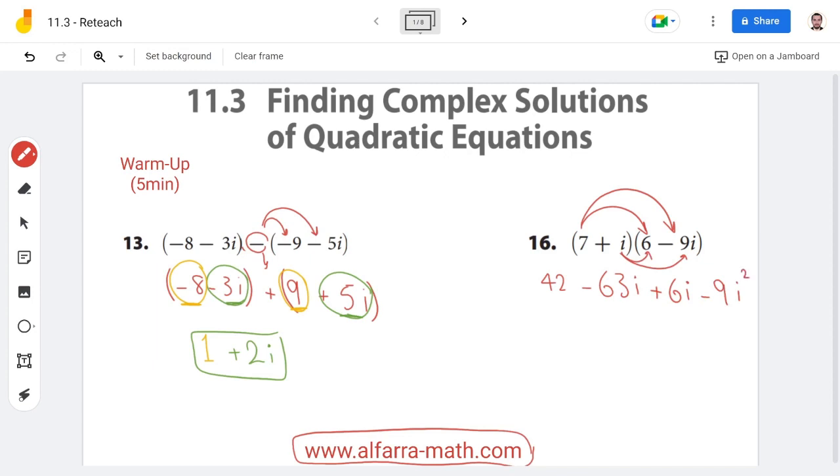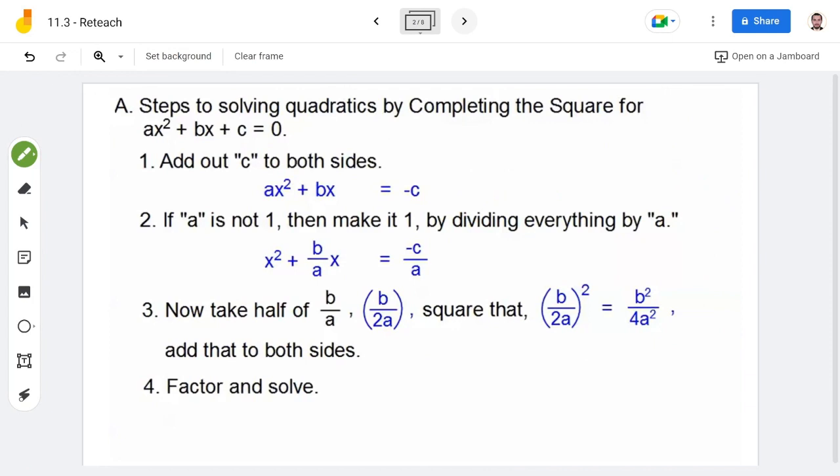Now let's add the like terms. So we have 6i and negative 63i together. Now let's simplify: 42 minus 57i minus 9i squared. This is just a warm-up question from 11.2 about how we can simplify this. Now, let's start with our lesson, solving complex quadratic equations.